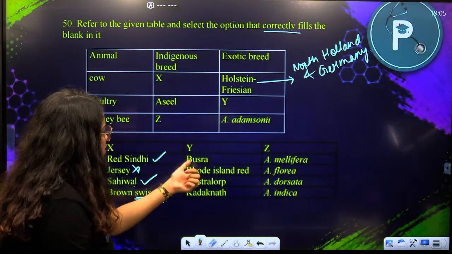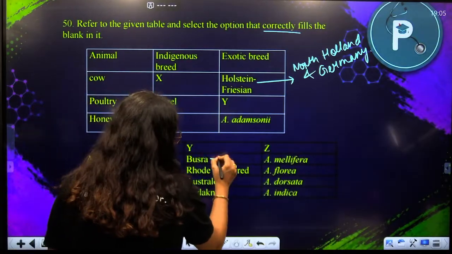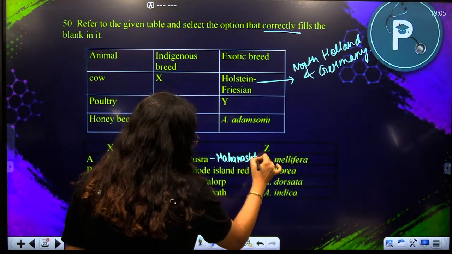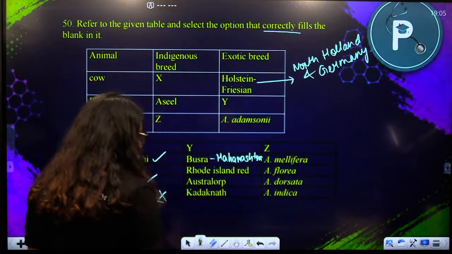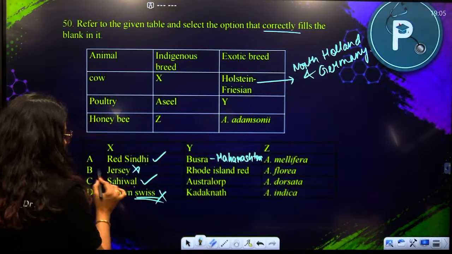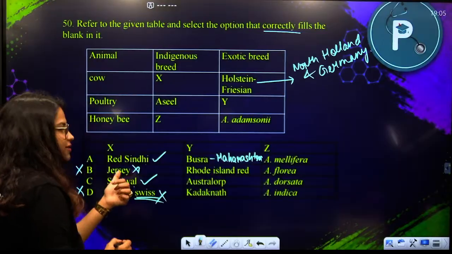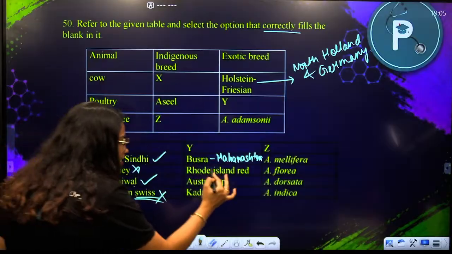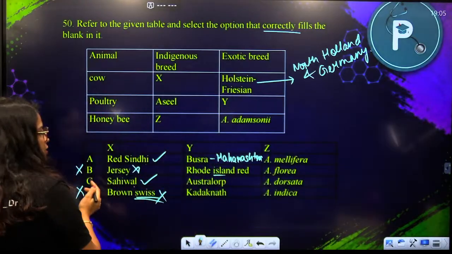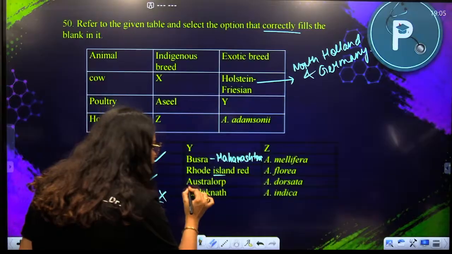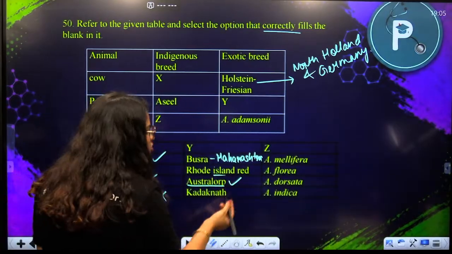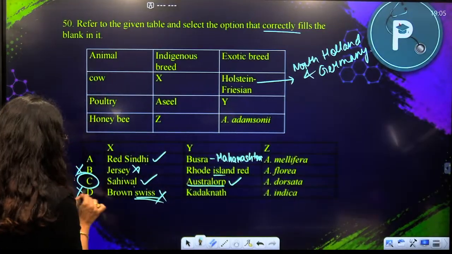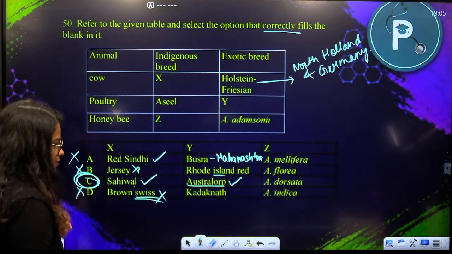Exotic breed here, Busra, no. Busra is usually found in Maharashtra. Maharashtra is in India, right? It can't be an exotic breed. Rhode Island Red, yes, it is from America, but this can't be an answer because the X doesn't match. So I would opt out B and D. So B, even though this matches, won't be the answer because we have opted out. Australorp, yes, Australorp is native to Australia. That is correct. So we already found our answer. Option number C is the right answer here.